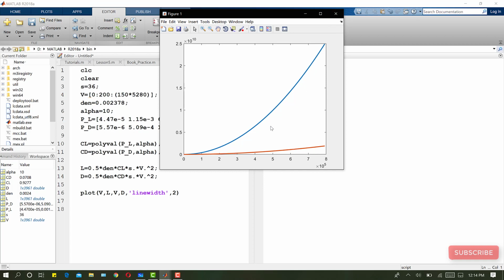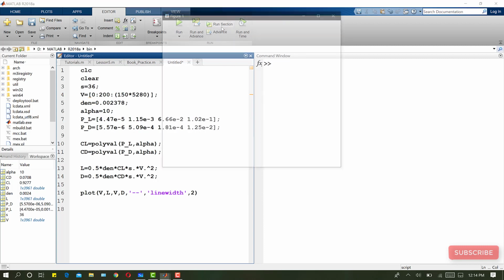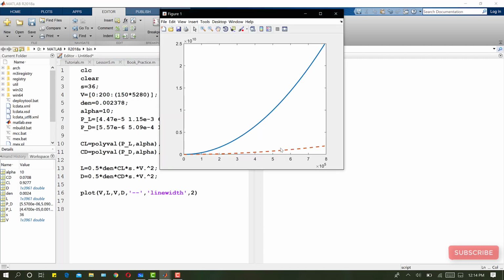Now let me convert this line into a dashed line. I want to show the drag curve as a dashed line and this one as a solid line. So how to do it? Here I will write dash dash. This converts the solid line for the second plot to a dashed line. So if I run this, we see that this is now a dashed line, and this one is a solid line.